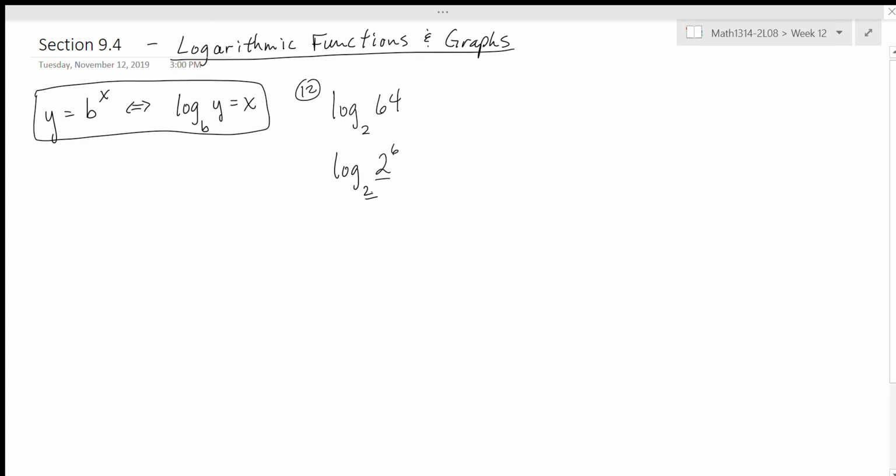Okay, so when the bases match, they cancel. And the answer to that problem is 6. Do you see how it works? You've got to get the bases to match so they'll cancel.